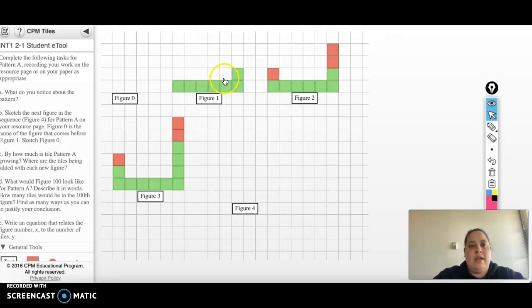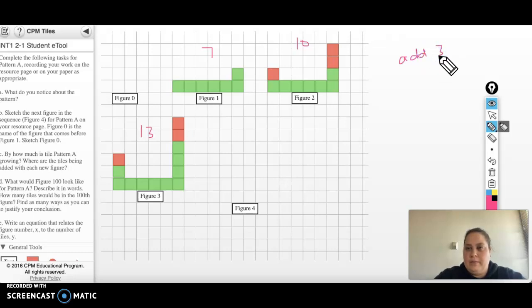If I count up the tiles, I have 1, 2, 3, 4, 5, 6, 7 here. I have 7 tiles here. If I count up this one, I have 7 plus 1, 2, 3, so that's 10 tiles here. If I count this one, I have 1, 2, 3, 4, 5, 6, 7, 8, 9, 10, 11, 12, 13. So hopefully we're starting to notice a pattern: it looks like they're adding 3 each time.